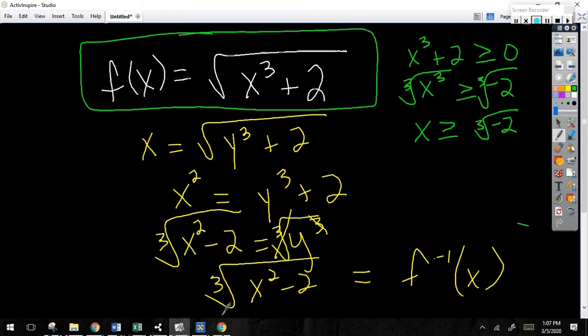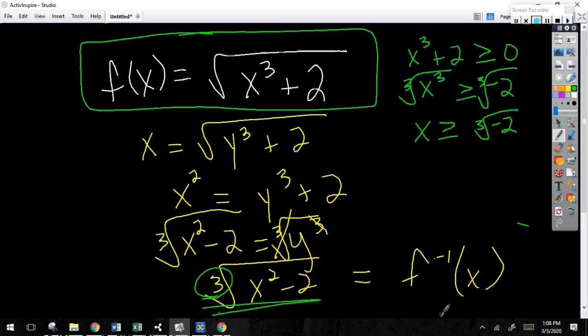Does this have any restrictions? It's a cubed root, not a square root. Does it have any restrictions? No restrictions on a cubed root. Think about under the radical, the third power, remember we can take a negative under there. So I don't have to set it bigger than or equal to 0.